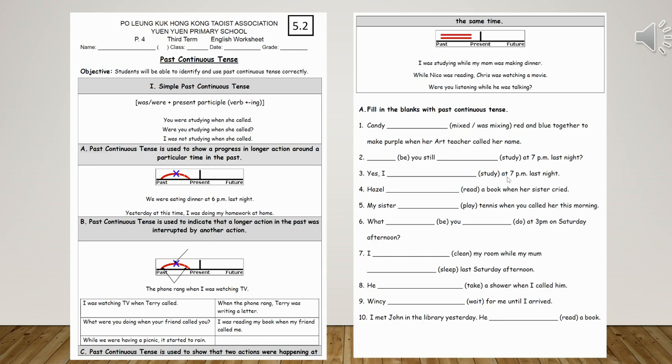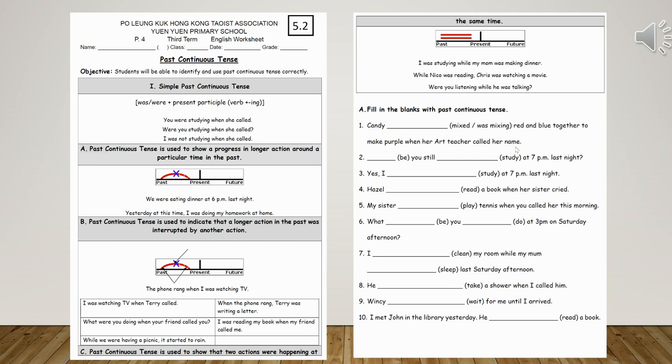This slide is showing your grammar homework for this week, Grammar Worksheet 5.2. You may read the explanation part later. I have covered it in the early part of this video. Let's look at the instruction for the exercise part. It says, fill in the blanks with past continuous tense. Question 1: Candy, blank, red and blue together to make purple when her art teacher called her name.